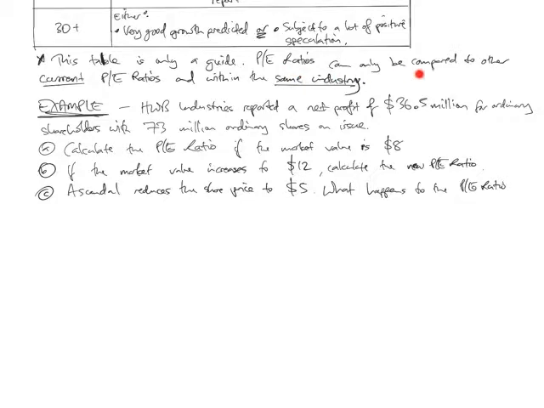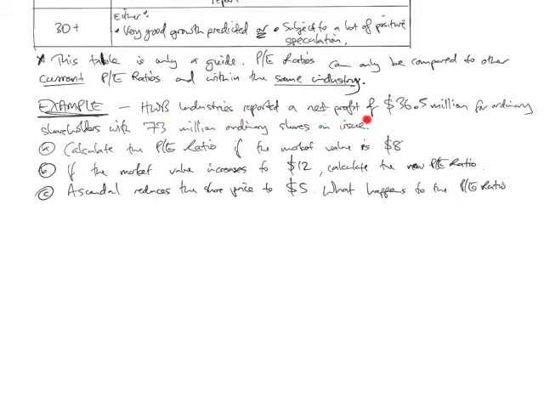Just keep in mind, PE ratios can only be compared to other current PE ratios. Let's say a PE ratio of 30 one year, you're not going to be able to compare it to the PE ratio of the previous year. It's only other current ones, and you can only compare PE ratios in the same industry. So let's run through an example now.